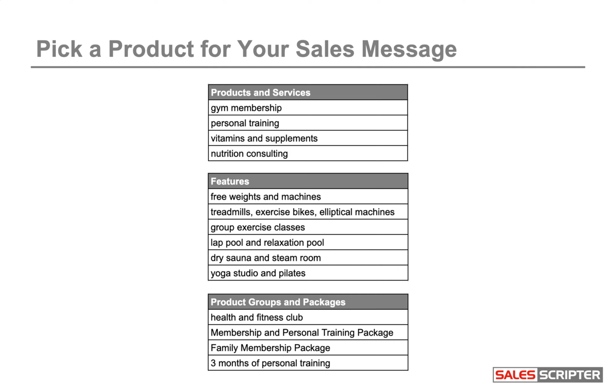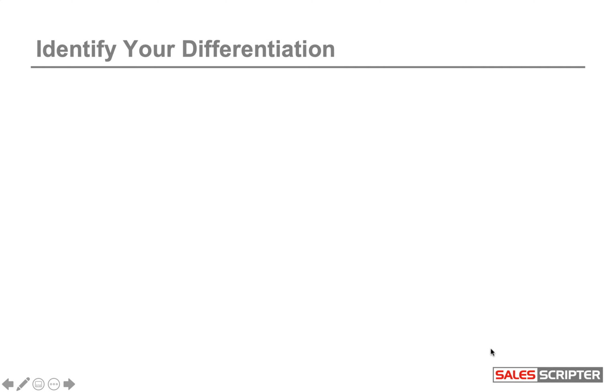And definitely for your first message, you should look at your list that you brainstormed and say, okay, it makes sense to build a sales message around this particular product or bundle of products. After you've picked the product that you want to build your sales message around, I want you to stop and try to think about your differentiation.